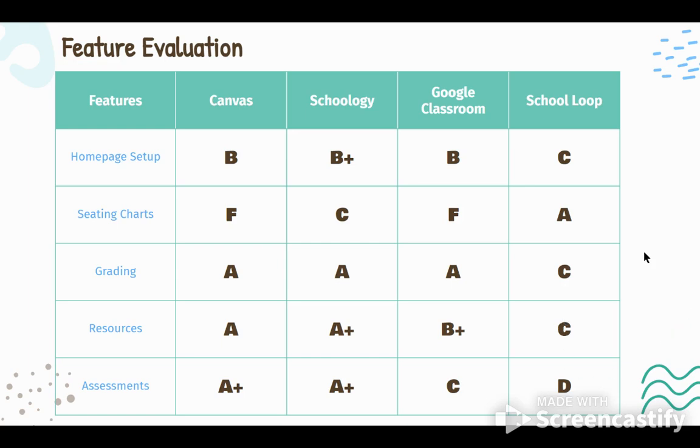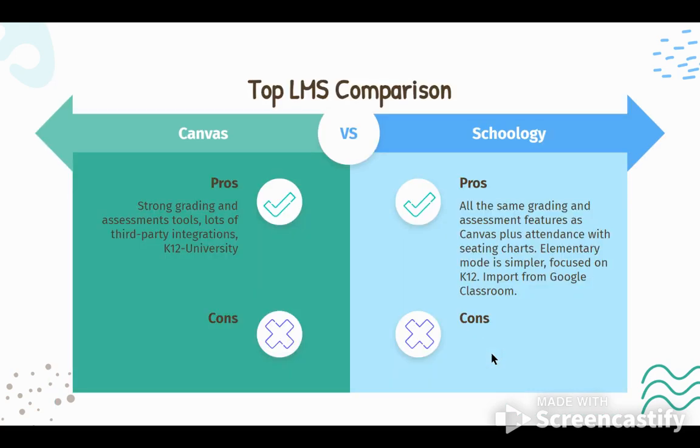Overall, Canvas and Schoology are really similar, other than Schoology actually having some seating charts. They're just not great. And Google Classroom is kind of limited. It's not really a one-stop shop, as well as School Loop. It's not really suited for online instruction.